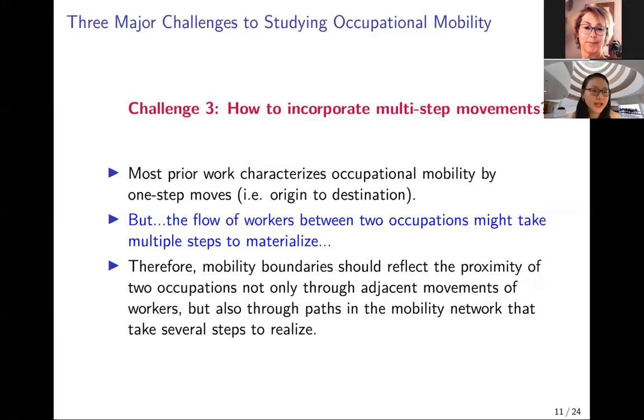In reality, a lot of times mobility takes several steps to realize, and you don't always move from one origin to a destination occupation. A lot of times you move through several steps, what we call a path in a network, until you finally end up in a destination occupation. So it might be necessary for methods to incorporate those multi-step movements.